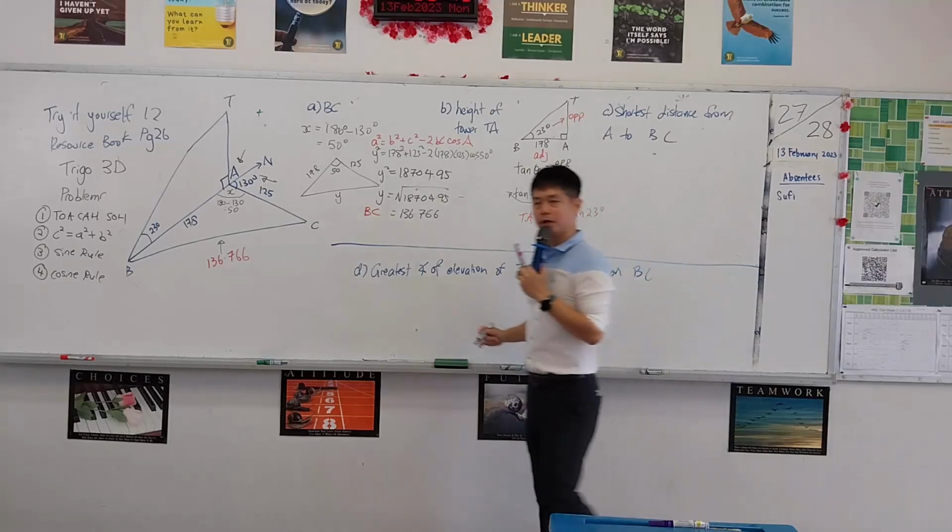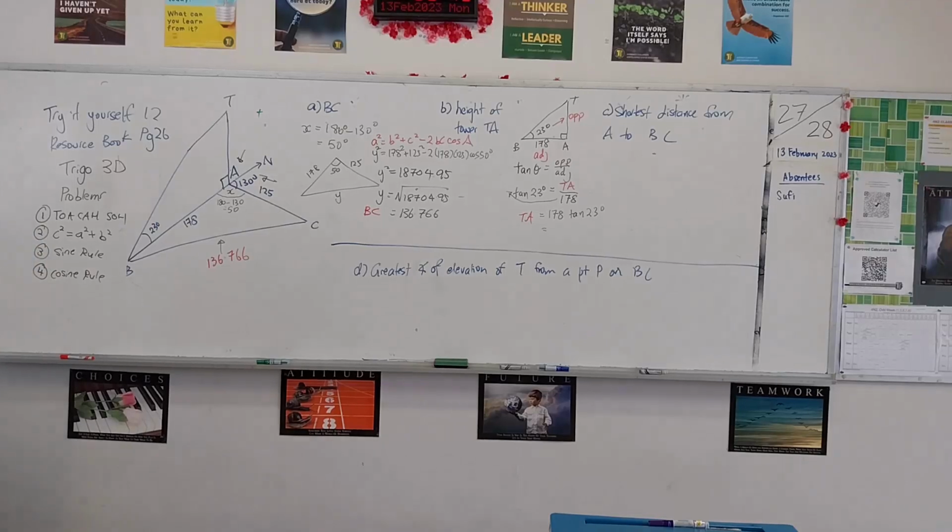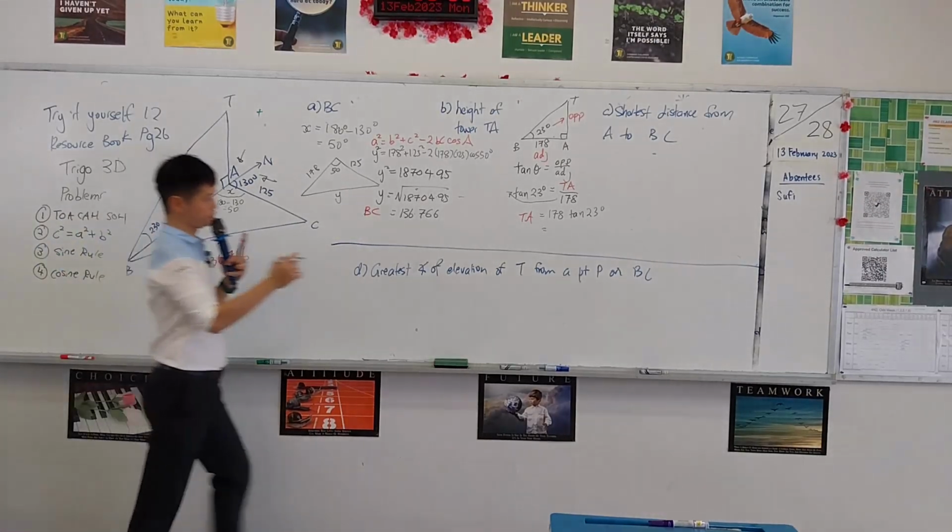Okay, and you get the answer. You only flip when TA is at the bottom. Because TA is at the top, we will just cross multiply. Answer is 75.557.